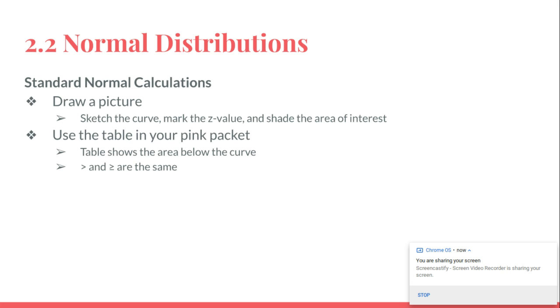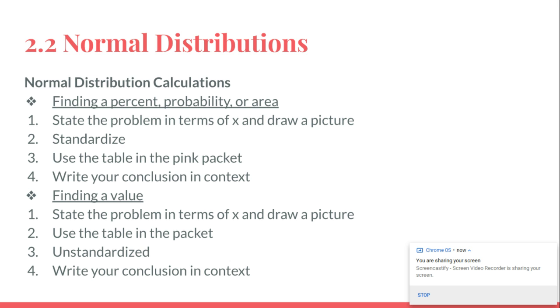When drawing normal distributions, you should sketch the curve, mark the z value, and shade the area of interest, which is the area below the z value, and then use the table in your pink packet, which shows what the area is below the curve. And then greater than and greater than or equal to are the same.